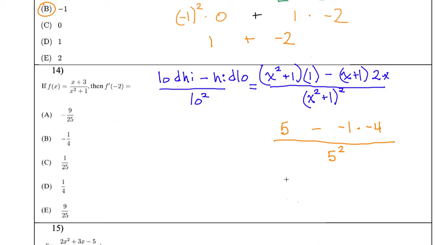What did you do with the 3? Oh, why did I write x plus 1? It should be x plus 3. Yeah, teacher error. Catch it, log it. This should be a 3. X plus 3 changes things because negative 2 plus 3 now becomes a positive 1 instead of a negative 1. Thank you, Arrow. 5 minus negative 4 is 5 plus 4. That's 9 over 25. And 9 over 25 is E.